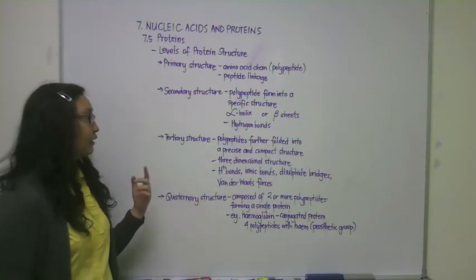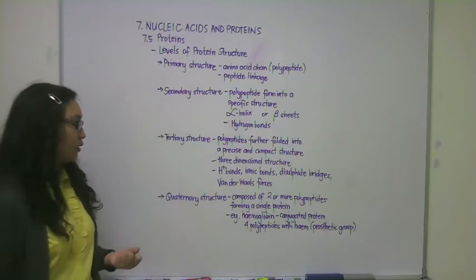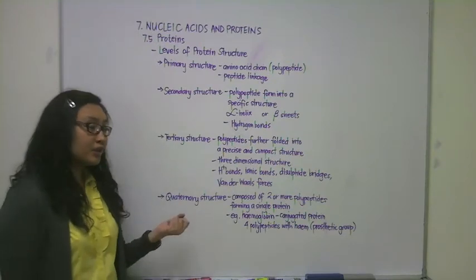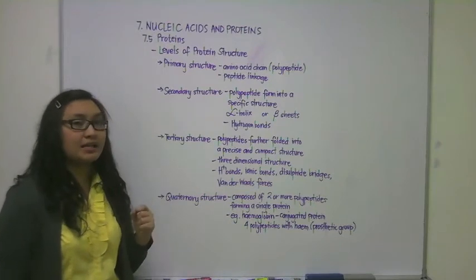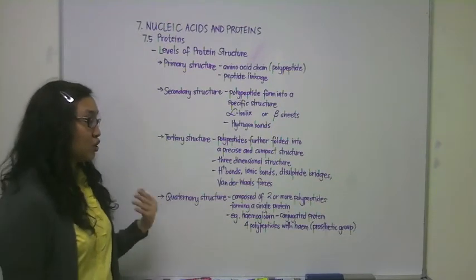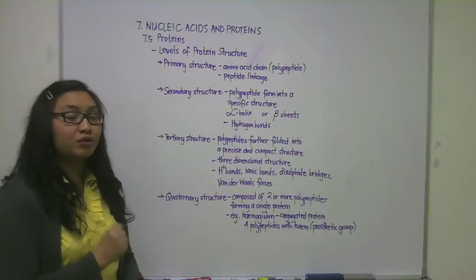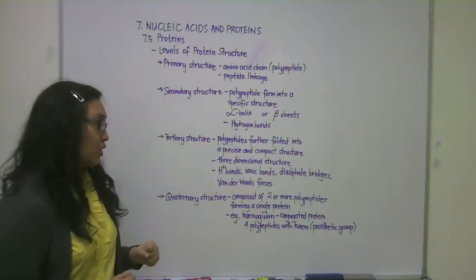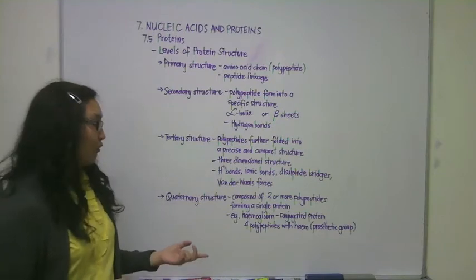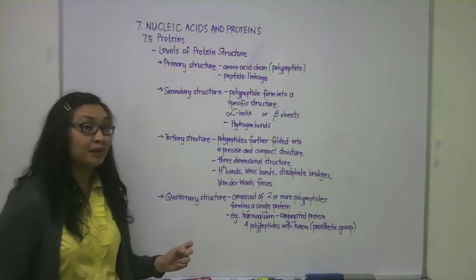So the last level, or the last structure that we have, is the quaternary structure. The quaternary structure is composed of two or more polypeptides that are formed all together to form a single protein. A usual example of a quaternary structure is hemoglobin.